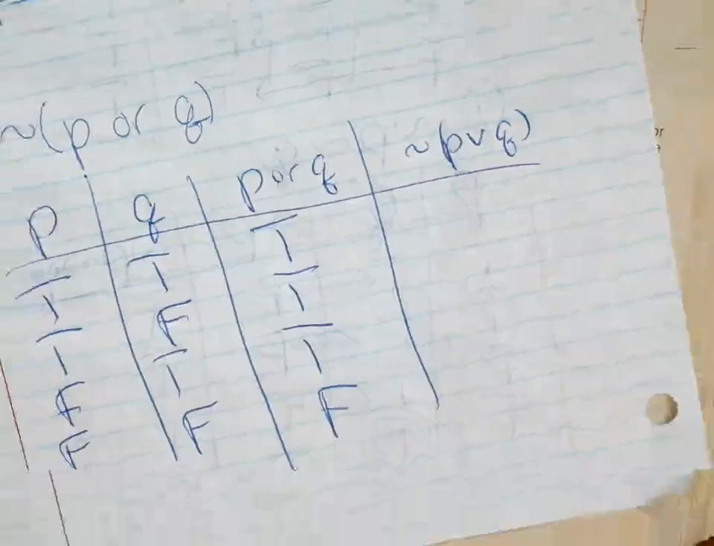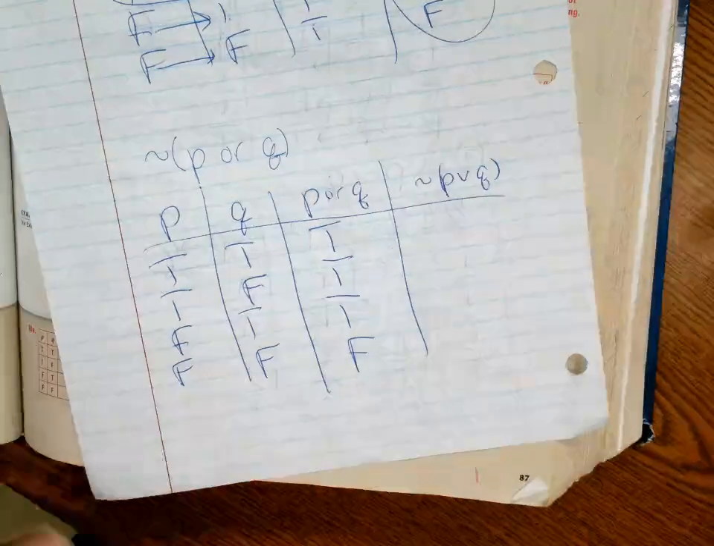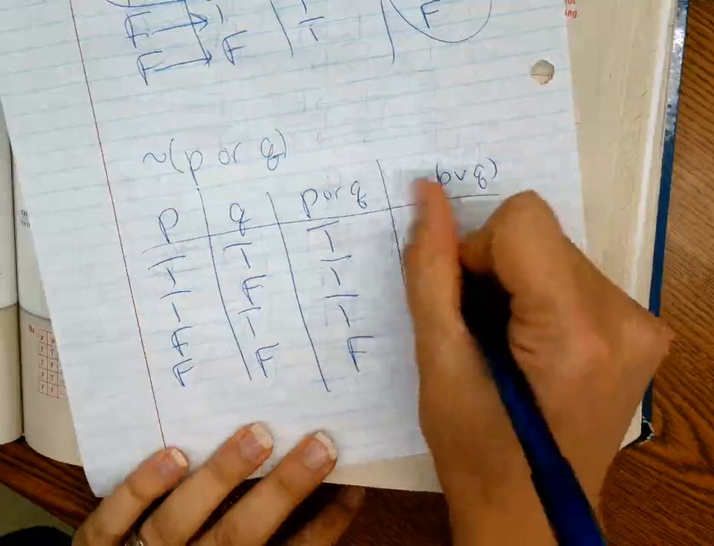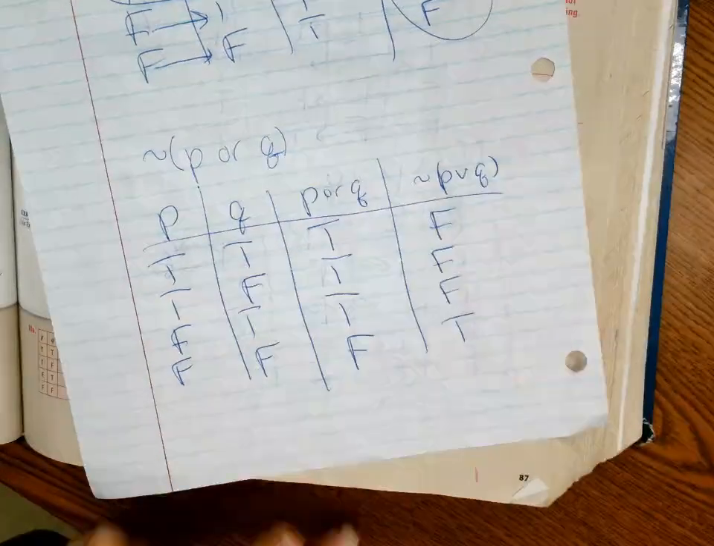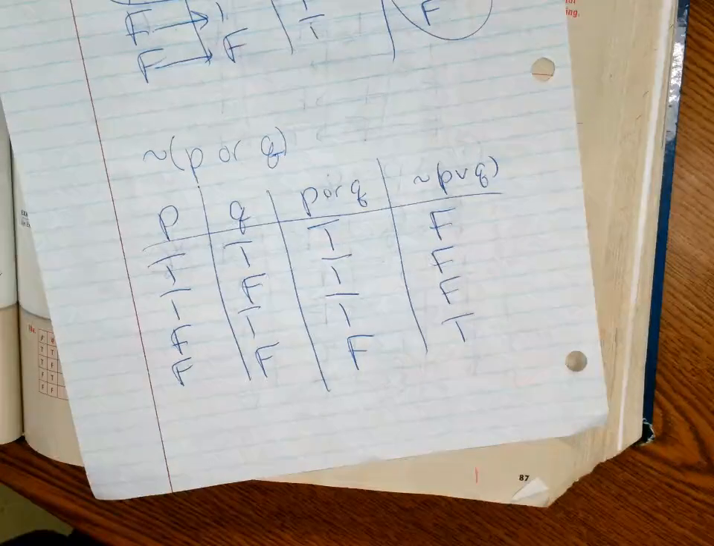Ooh, you guys can't see what I'm doing. Only one has to be true. And then the negation of that is to switch all those answers, right? Negate this: false, false, false, true. Making sense?